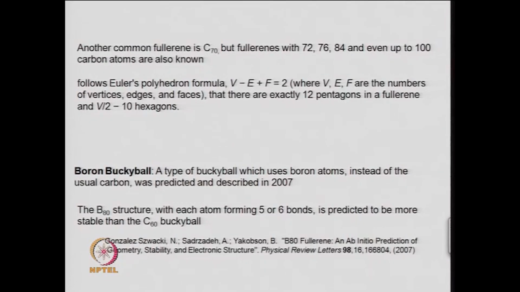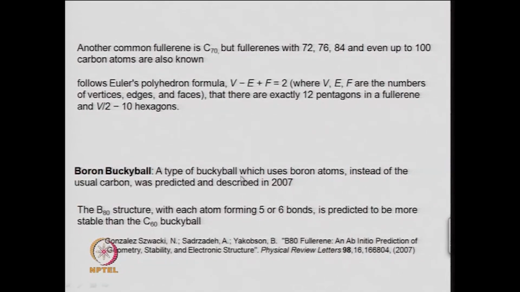pentagons. So, in all these fullerenes you will have variable number of hexagons and you will have 12 pentagons, and the number of hexagons you can find out if you know the number of vertices, and the number of vertices you can get from the number of carbon atoms you have on this cluster. So, you can have a large variety of these fullerenes, all related through hexagons and pentagons of carbon.